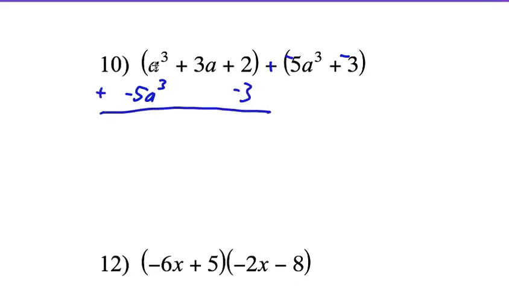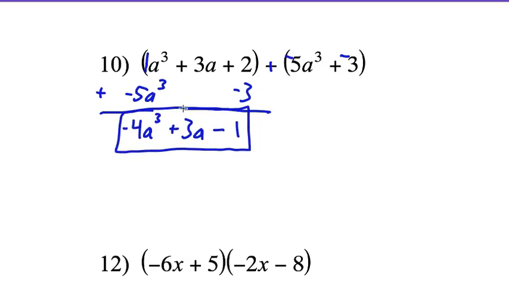We understand there's a 1 in front of the a cubed. So I start with 1a cubed and subtract 5a cubes. So that leaves me with 4 negative a cubes. Because negative 5 plus 1 equals negative 4. The 3a's just tag along. And 2 minus 3 equals negative 1, so I can write minus 1. There are no more like terms to combine, so we are done.